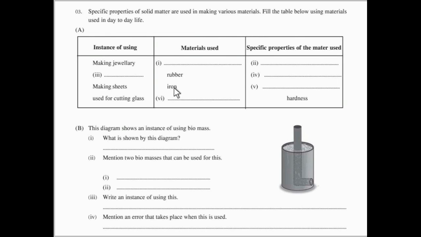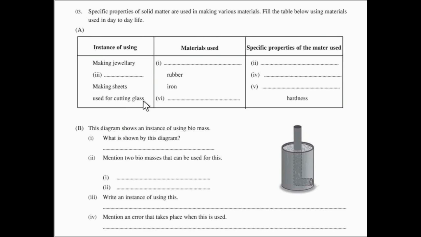Iron. Material: iron. The specific property of matter used when making sheets with iron is that it can be formed as sheets. There are some materials that cannot make sheets, but iron can make sheets. The ability of making sheets is the answer here.